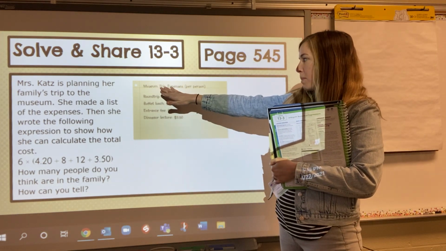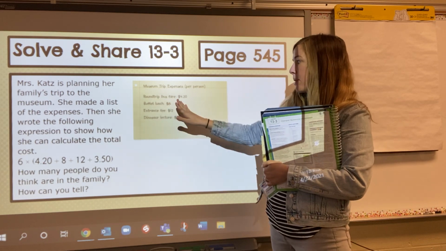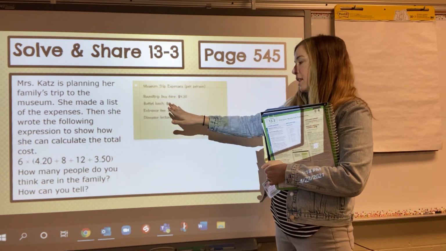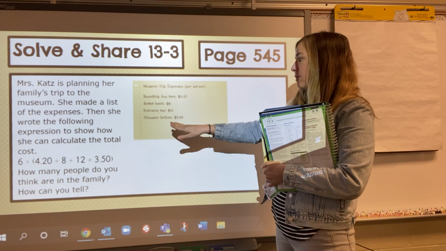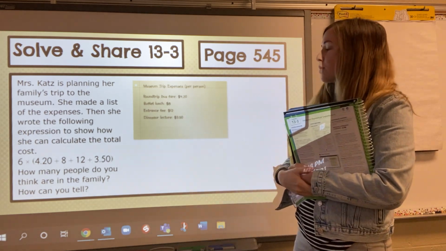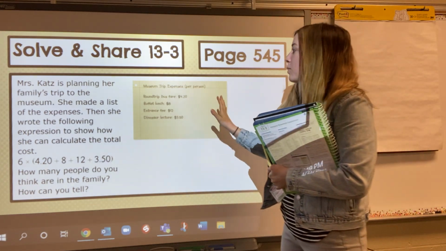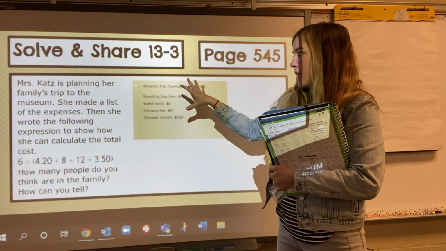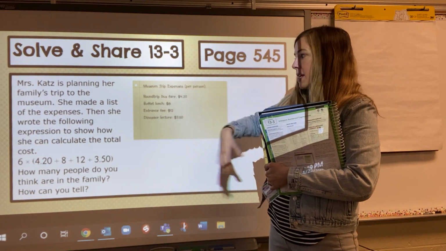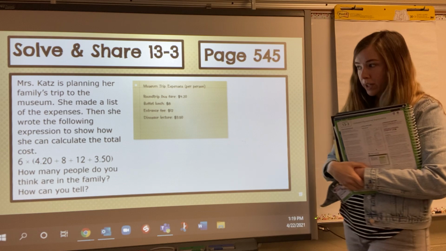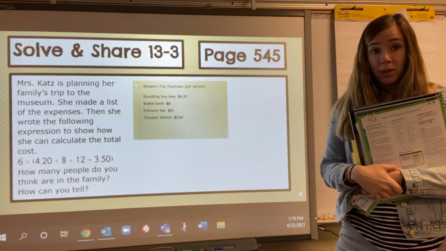So we've got our museum trip expenses per person. Round trip bus fare, $4.20. Buffet lunch is $8. Entrance fee is $12. The dinosaur lecture is $3.50. So that's all per person. So all together, that would be one person. And so I want you to look at that expression and see how many people you think there are total.